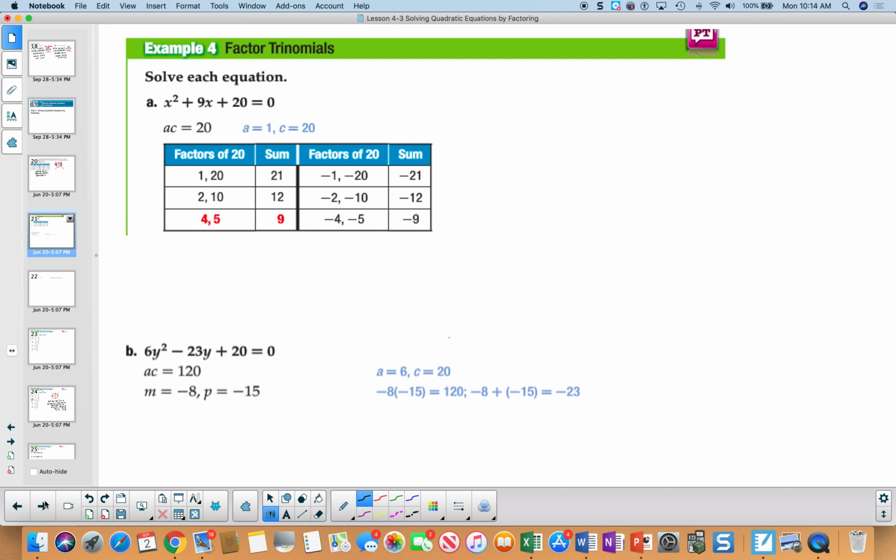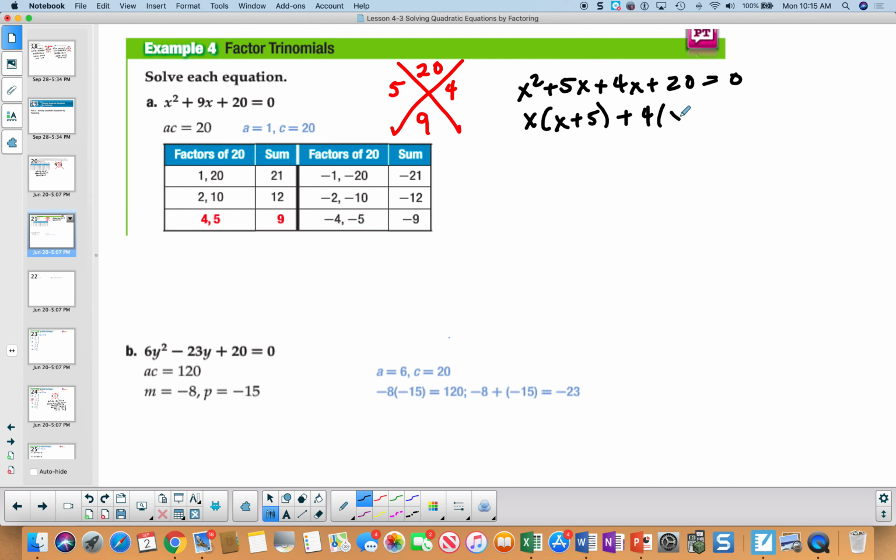Okay, let's go ahead and continue to practice. We're going to factor and then we're going to solve. Okay, so let's go ahead and use the AC method again. Multiplying these two, that's 20, and they have to add up to 9. And this is a good one to use, 5 times 4. So now I'm going to say x squared plus 5x plus 4x plus 20 is equal to 0. x, and then this is x plus 5, plus 4 times x plus 5.